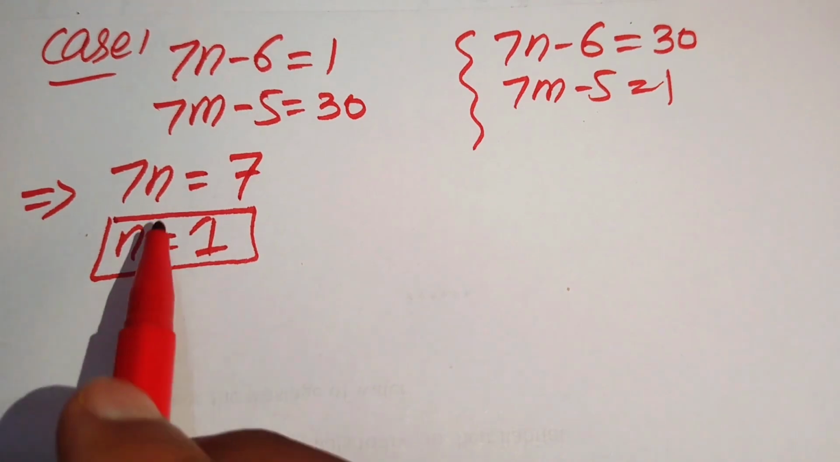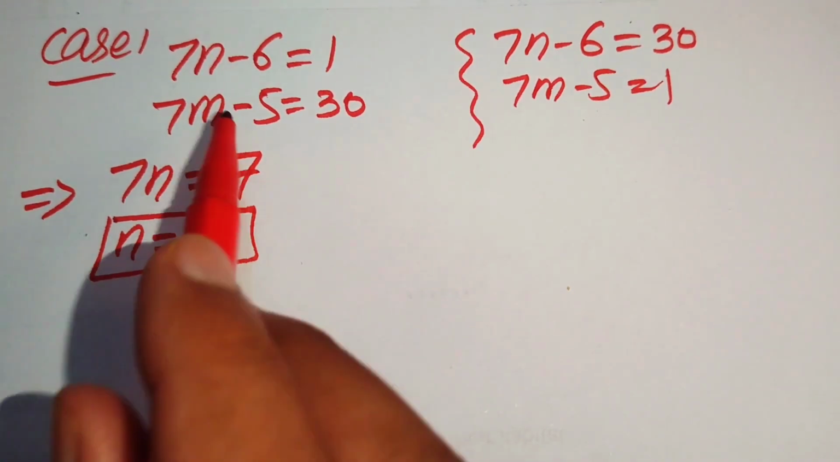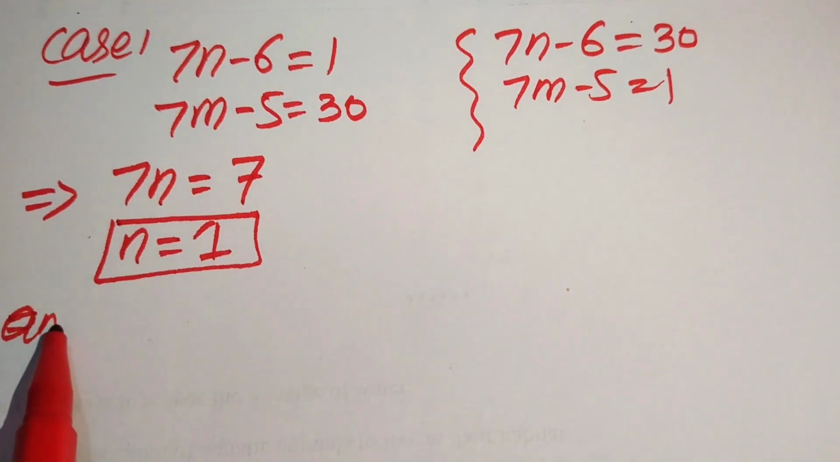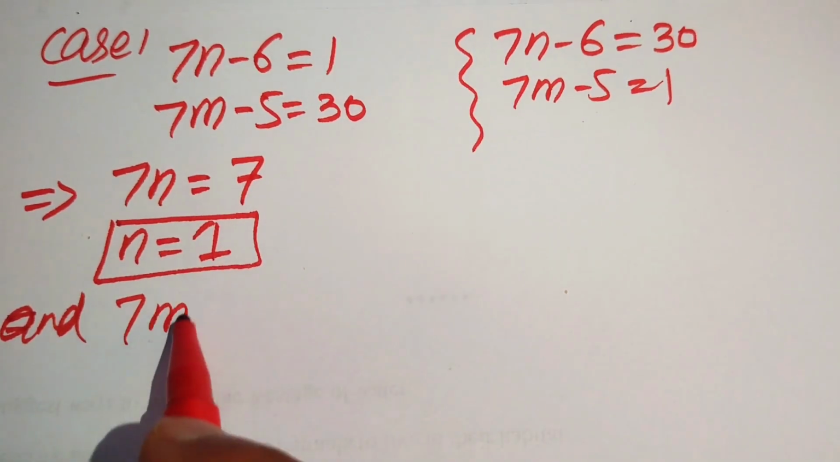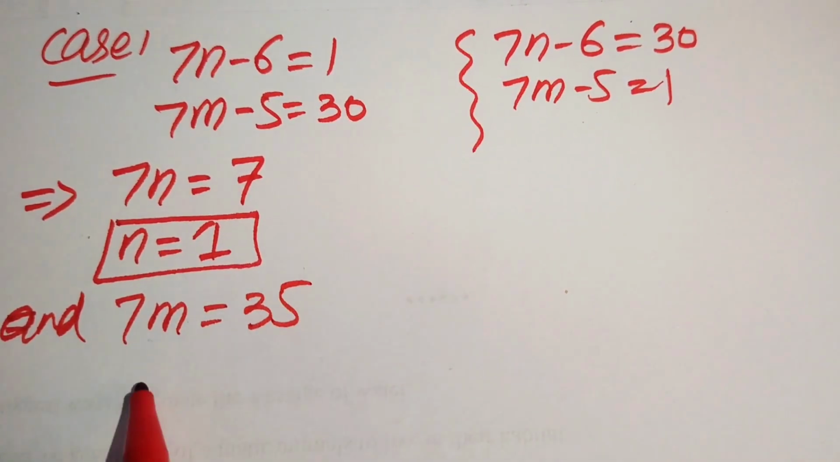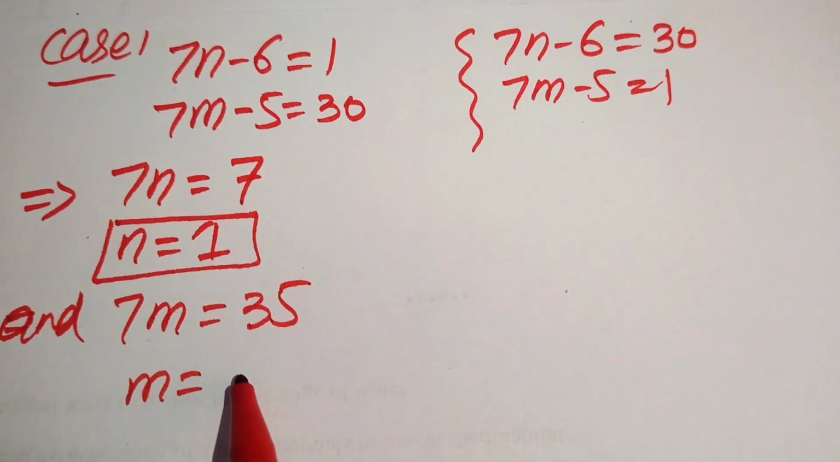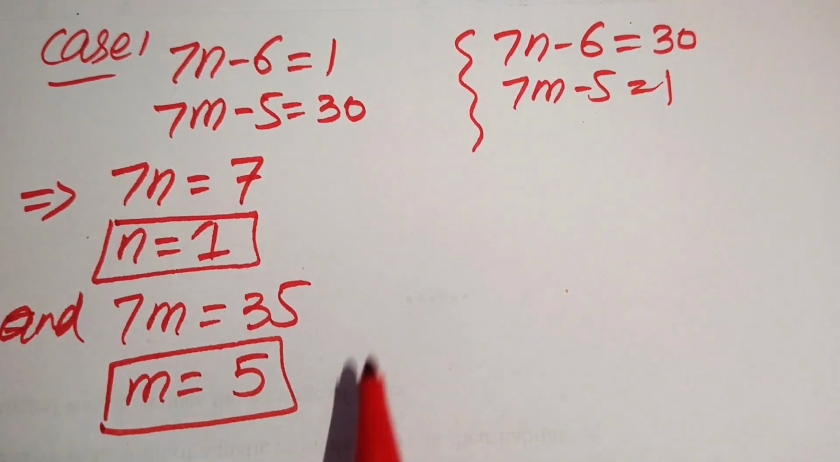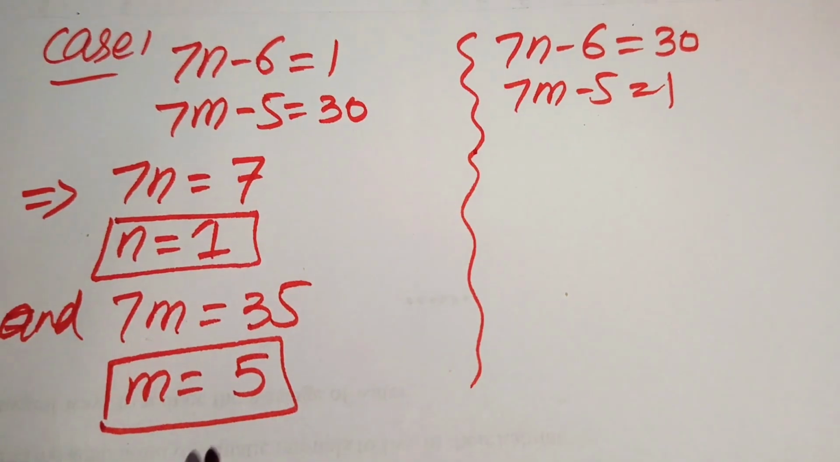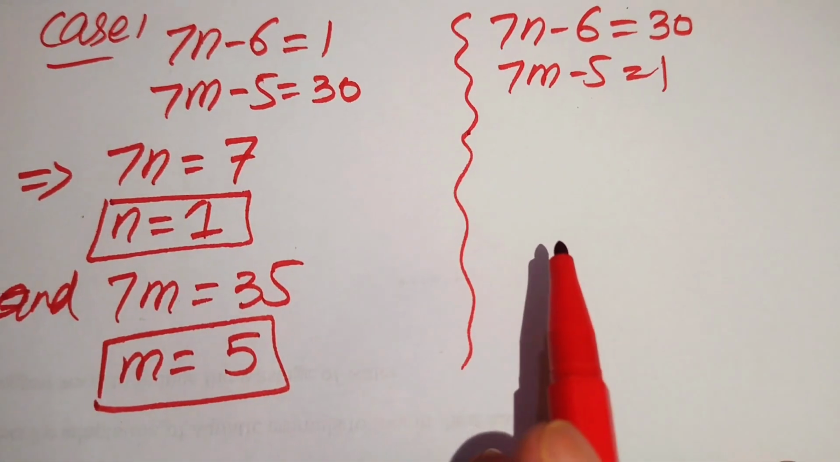Okay, so now we move toward the second case, the second value. Here you move minus 5 to the right hand side and you get 7m equals 35. So in this case you get the value of m equals 5. So in both of these cases we get integer solutions. So these are the first solutions of the given equation.